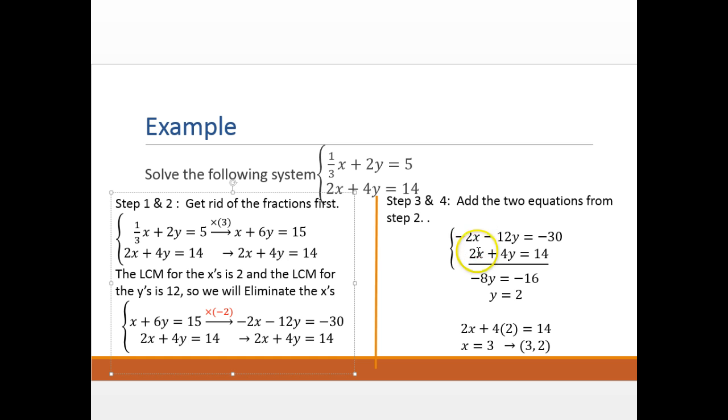Here are my two equations. I simply add them together. Negative 12y plus 4y is negative 8y. Negative 30 plus 14 is negative 16, so y is 2.